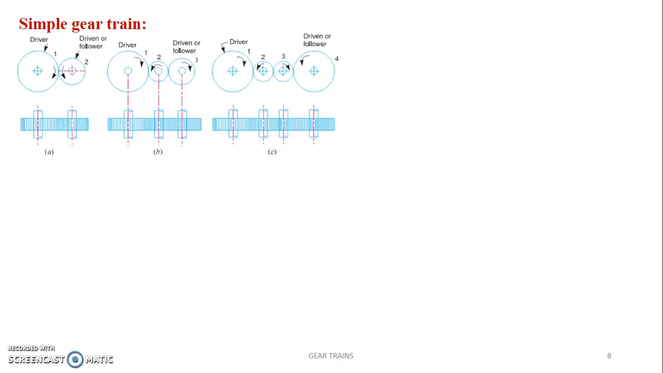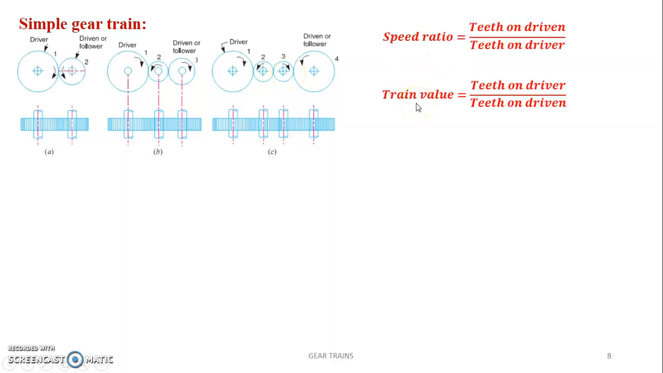Now all of you know that this is a simple gear train. In here, gear number 2 is an idler, and here gear numbers 2 and 3 are idler gears. If you want to calculate the speed ratio, it is always simple. In case of a simple gear train, it is the teeth on driven divided by teeth on driver. If I want to calculate the train value, it is teeth on driver divided by teeth on driven, because train value is 1 by speed ratio.